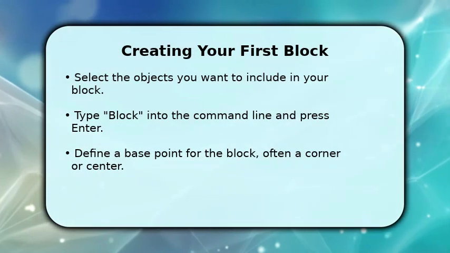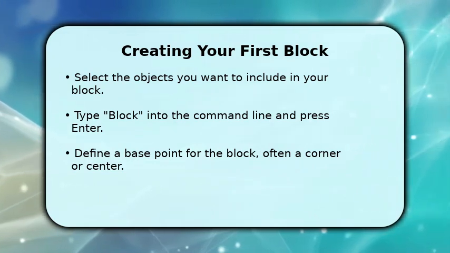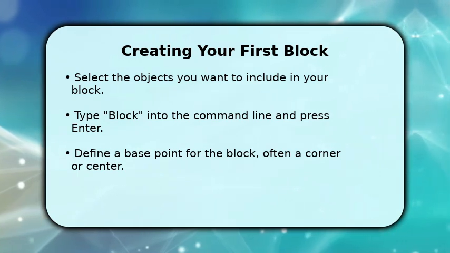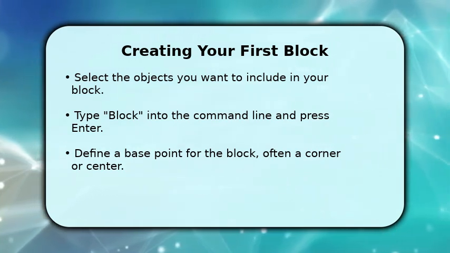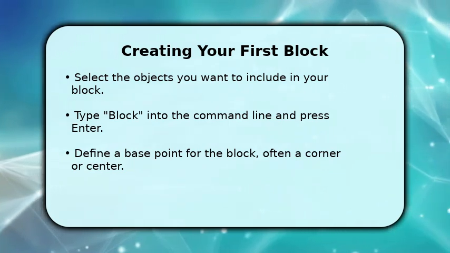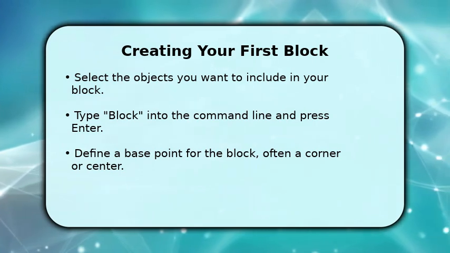To create a block, first select all the objects you wish to include. Then, simply type block into the command line and hit enter. Rhino will prompt you to define a base point. This is crucial as it's the insertion point for all future instances. Choose a logical point like a corner or the center.